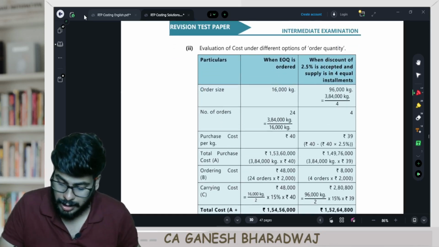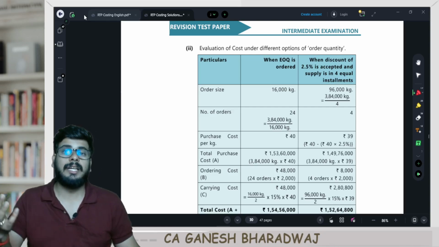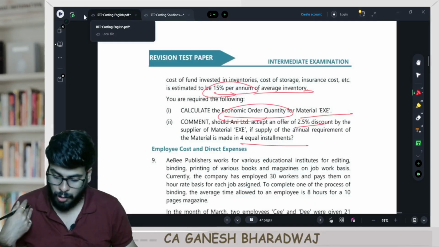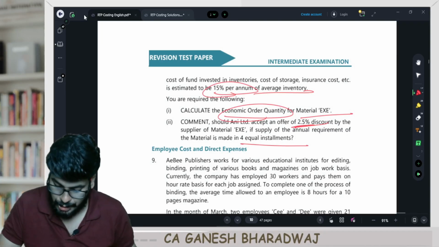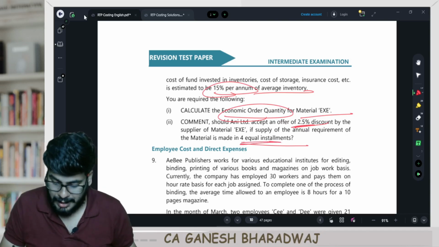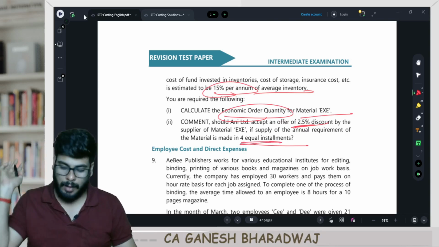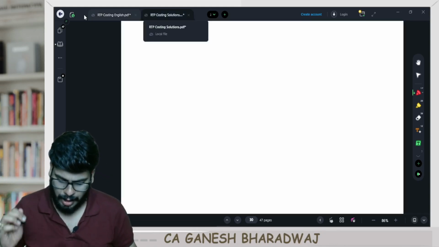Evaluation of the cost under the different options. Now, they have asked the question: should we accept a discount of 2.5% if the supplier is asking us to purchase the material in 4 equal installments? This is all they are asking for.